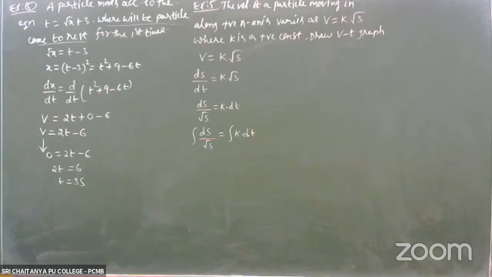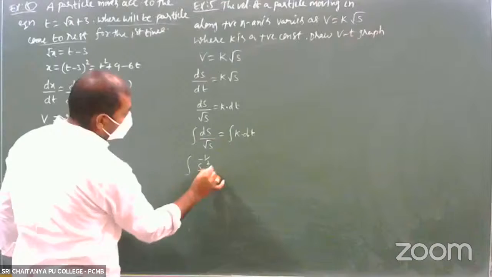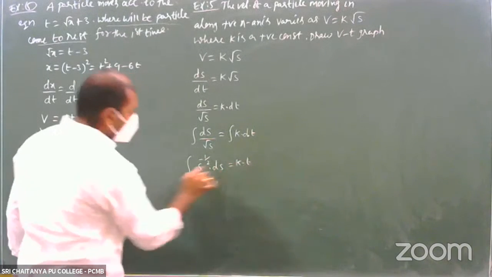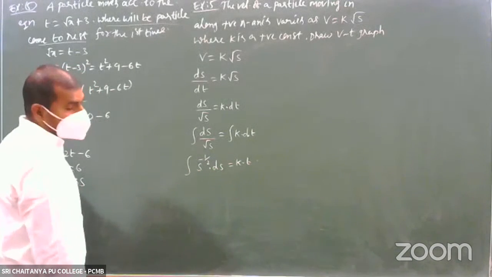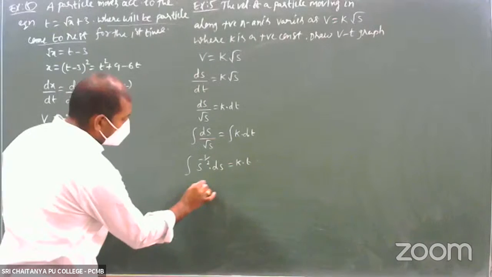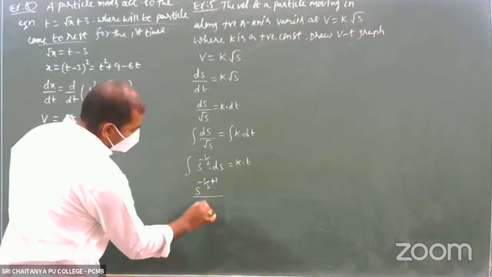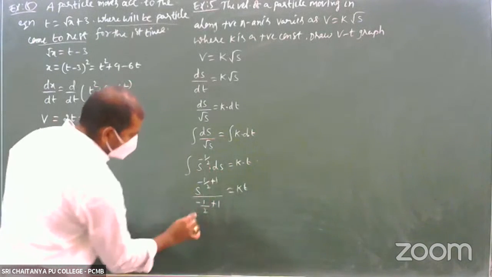Root s means what? s power 1 by 2. It will go up: s power minus 1 by 2 ds is equal to k dt. Integral x power n dx formula is x power n plus 1 by n plus 1. That is s power minus 1 by 2 plus 1 divided by minus 1 by 2 plus 1 is equal to kt.